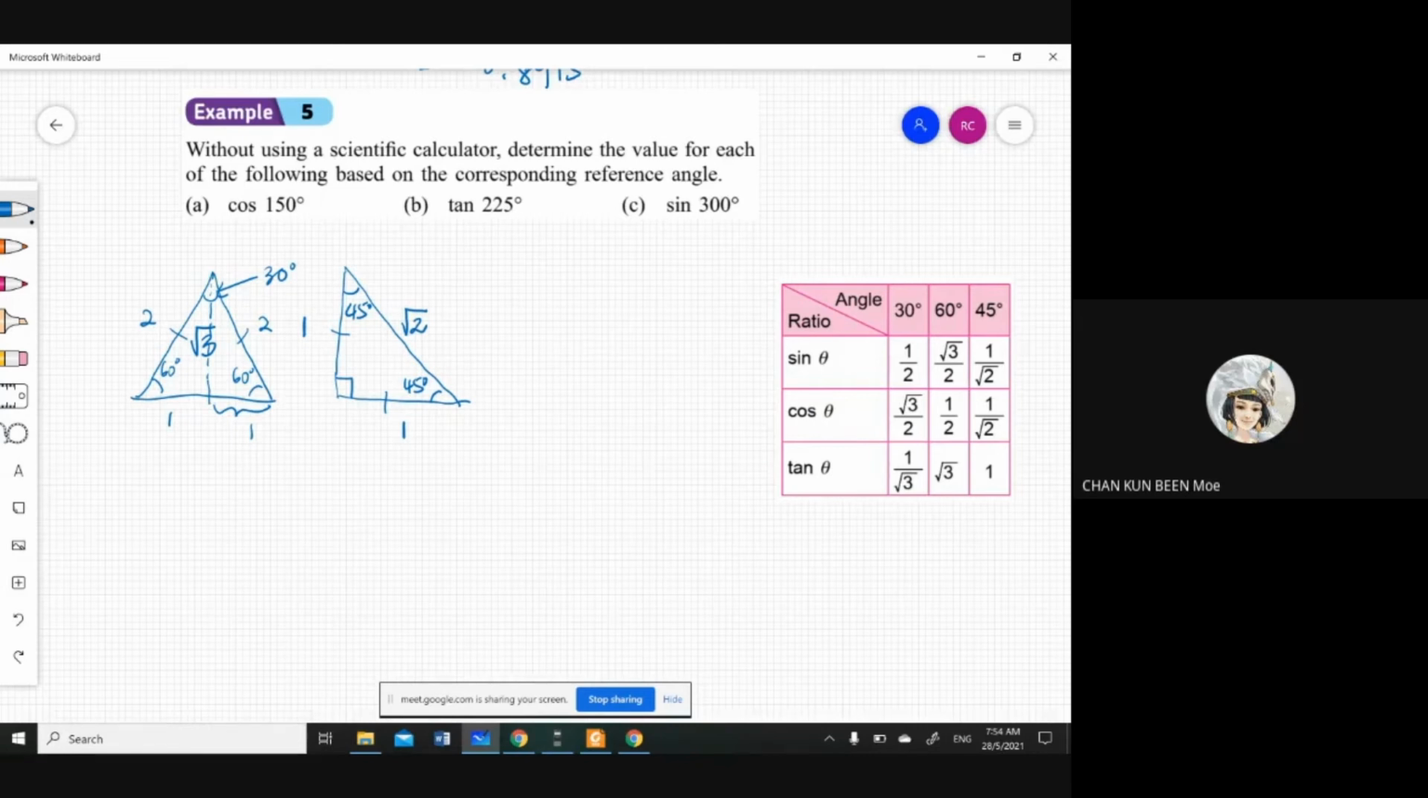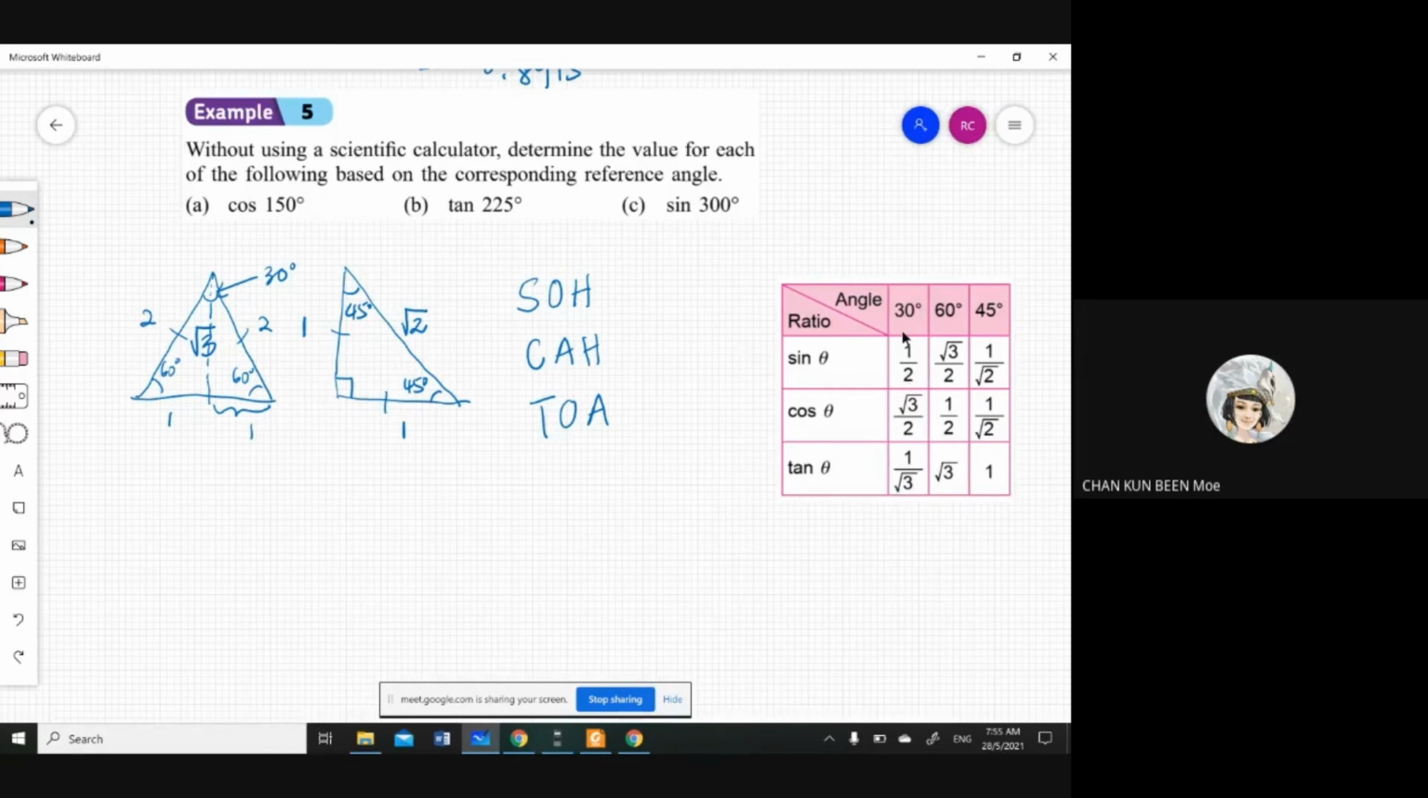So from here, you know how to get the value for all of this already? Still remember? Sine 30 degree. You refer to 30 degree over here. Sine means, do you still remember what is the ratio of sine? Sine is SOH. Cos is? CAH. Very good. Tangent is? TOA. Yes, so for sine 30, it is opposite over hypotenuse. So the 30 is over here, opposite is 1, hypotenuse is 2. That's how we get 1 over 2.